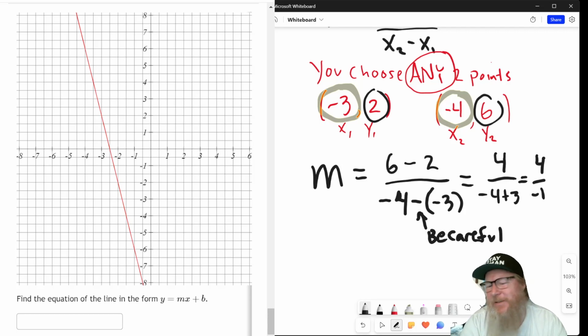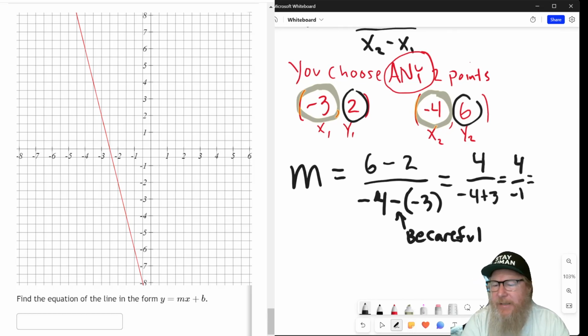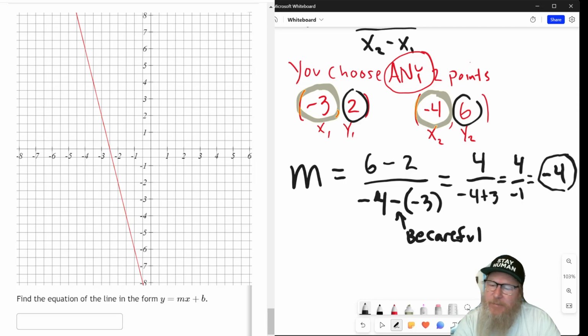Now, you could leave this as a fraction. I don't think it would mark it wrong. I certainly wouldn't. But I would just prefer you clean up the mess a little bit and just make it negative 4. All right. If the slope comes out to be an integer or a whole number, no fraction. There's no need to keep it as a fraction. Although it is sometimes to your advantage to think about it as a fraction.